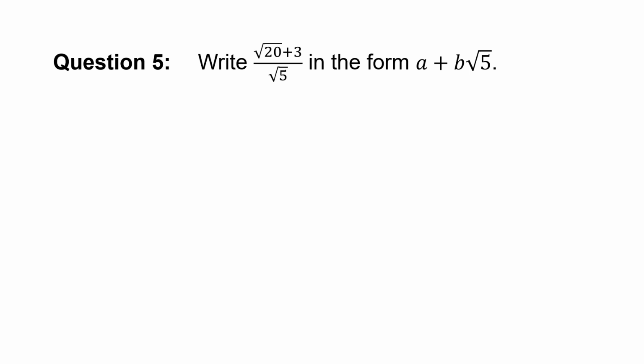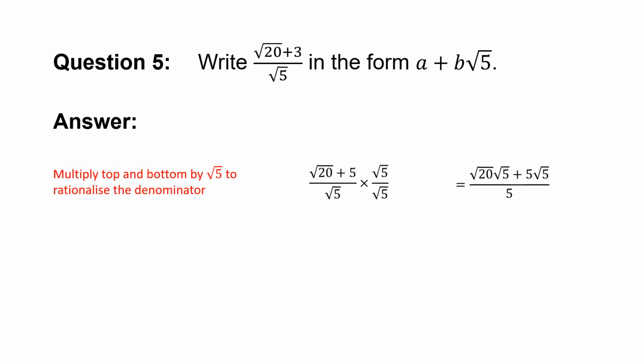Fantastic. Hope you found that okay. So how do we work this out? Well, we're going to use the rule where we can multiply the top and bottom by the same surd. So in this case, we have a root 5 on the bottom, so we want to multiply top and bottom by root 5. When we do this, we get root 20 times root 5 plus 5 root 5, and this is divided by root 5 times root 5, which is just 5.